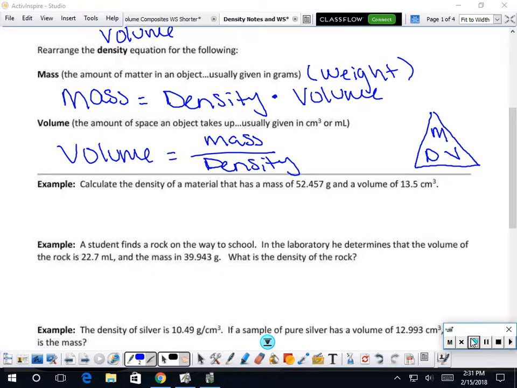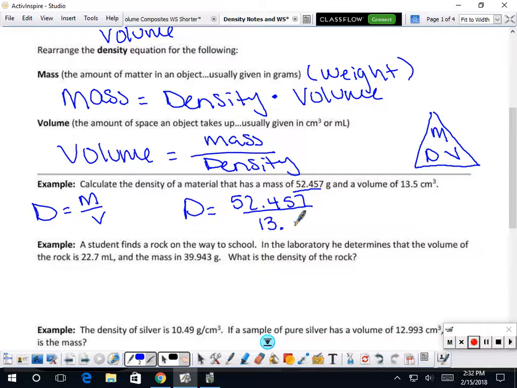Okay, so looking at the first example here, we're going to calculate the density of a material that has a mass of 52.457 grams and a volume of 13.5 centimeters cubed. Again, we know that density is equal to mass divided by volume. So density is equal to, they tell me the mass is 52.457 divided by 13.5.